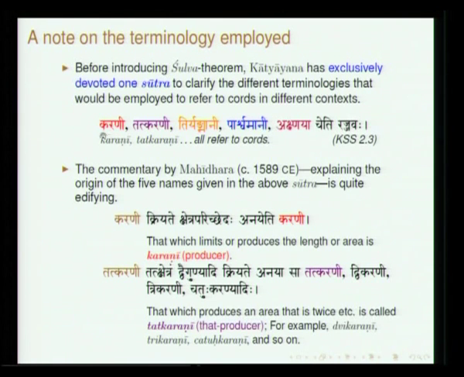In Katyayana Sulva Sutra, we have this Karani, Satkarani, Tiryangmani, Parshvamani, Akshnaya Cheti, Rajjavaha. Rajjuhu means cord. So, all that the sutra says is these are 5 names which have been assigned to the cord that you keep using in different contexts. Okay. So, Karani, Satkarani, Tiryangmani, Parshvamani, Akshnaya, all these refer to the cords.